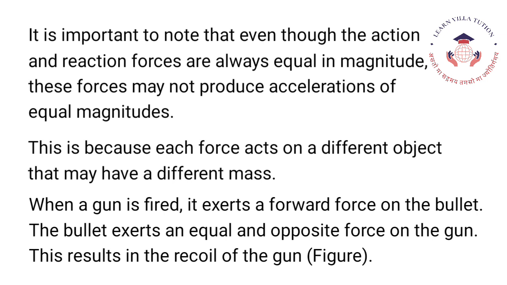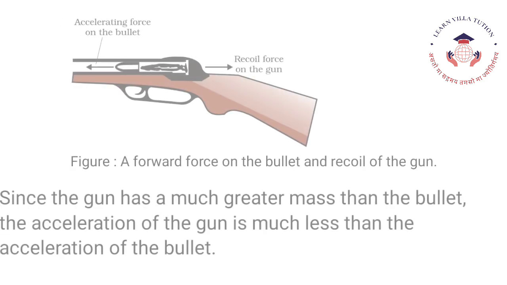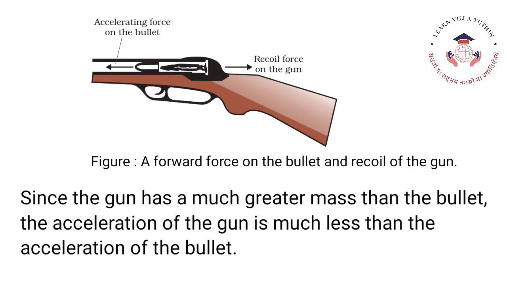When a gun is fired, it exerts a forward force on the bullet. The bullet exerts an equal and opposite force on the gun. This results in the recoil of the gun, as shown in the figure. Since the gun has a much greater mass than the bullet, the acceleration of the gun is much less than the acceleration of the bullet.